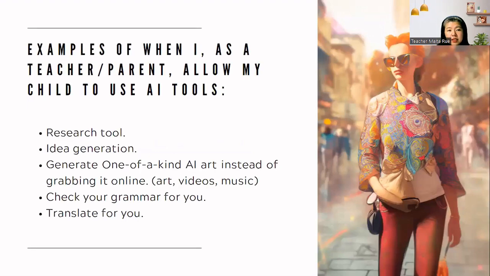All right. So here are some examples of what a teacher or parent can do to allow the child to use AI tools. Ask them to only use it for research or idea generation. They could also do one of a kind art instead of grabbing it online.